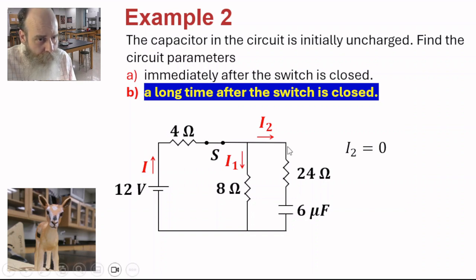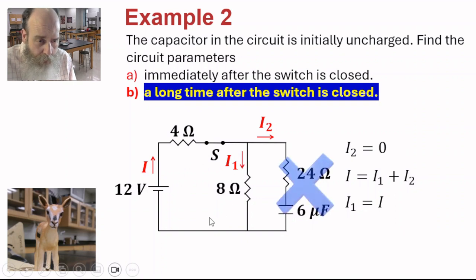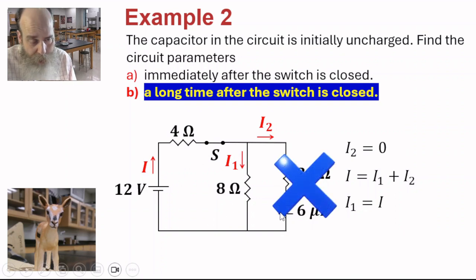After a long time, the current through the capacitor is 0, so I2 equals 0. From Kirchhoff's junction rule, I equals I1 plus I2. Since I2 is 0, we find that I1 equals I. So all the current goes through this loop. And we can just remove that capacitor from the circuit. It acts like an open circuit after a long time.